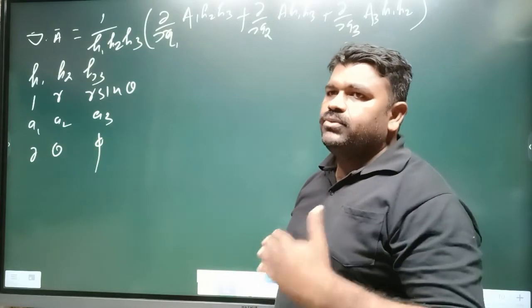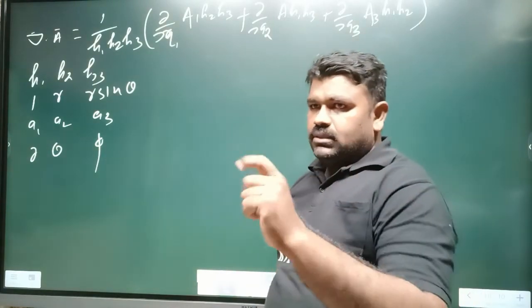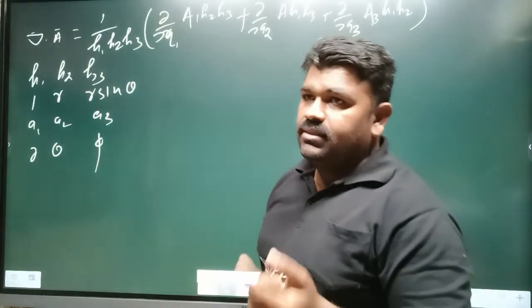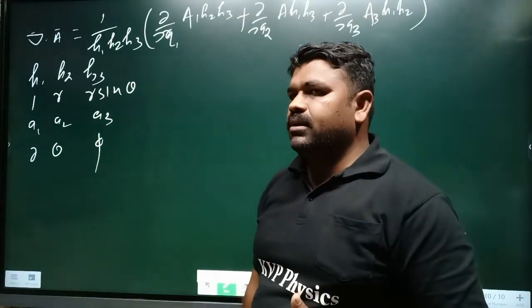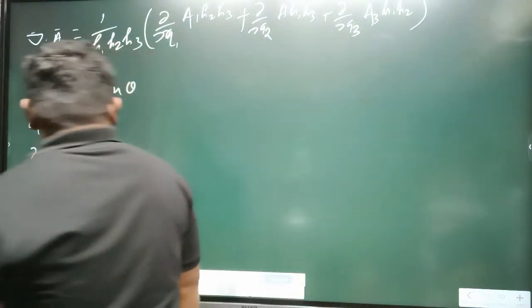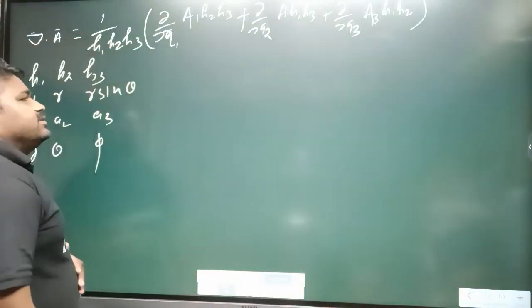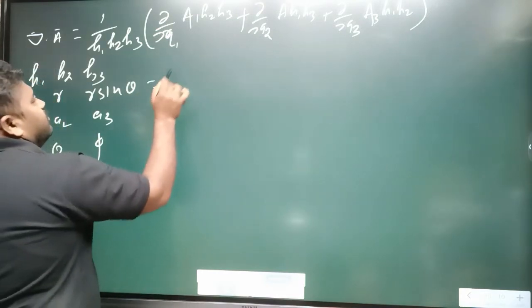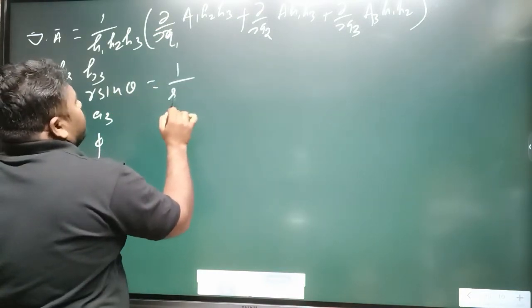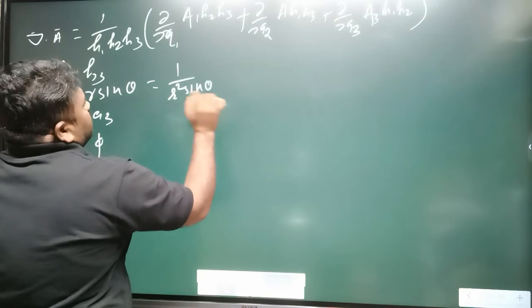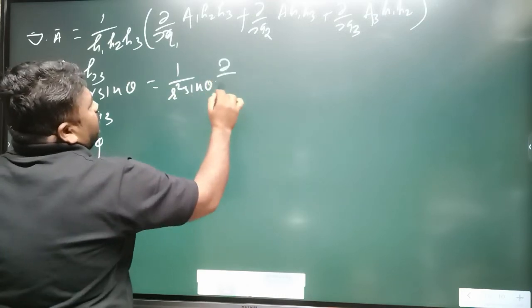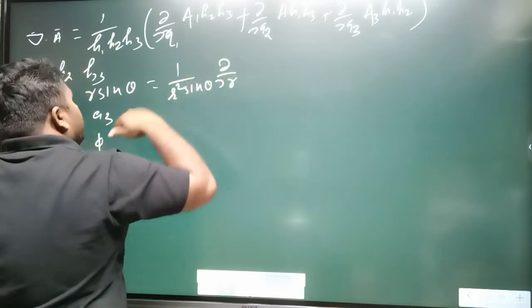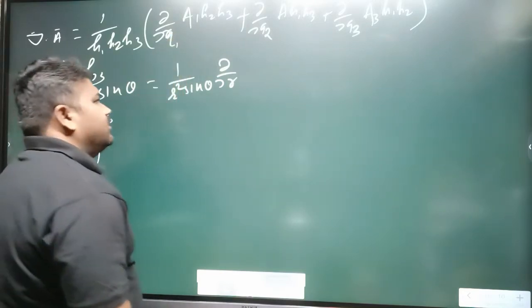Partition h1 h2 h3: for Cartesian 1 1 1. System is cylindrical: 1 rho 1. System is spherical: 1 r sin theta. Okay. Suppose you consider the spherical system, then this is equal to how much? 1 upon r square sin theta, del upon del r. A1 means here AR.